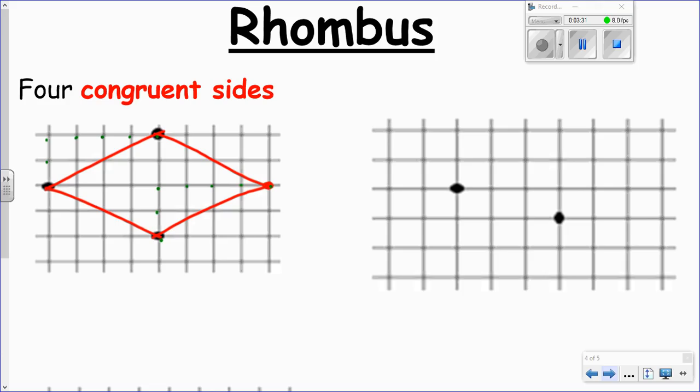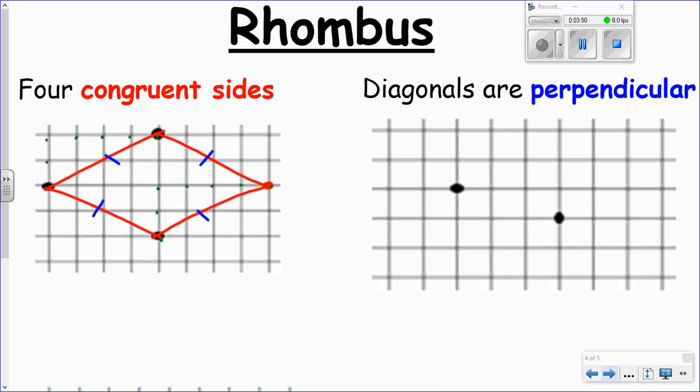So then we have four congruent sides, which would mean this side is congruent to this side, congruent to this side, congruent to this side. And we could check that by actually using the distance formula or using the Pythagorean theorem and checking the length of all the sides. Next, we know that the diagonals are perpendicular to each other. So not only do the diagonals bisect each other, but where they intersect, they make right angles, which is why they're perpendicular.